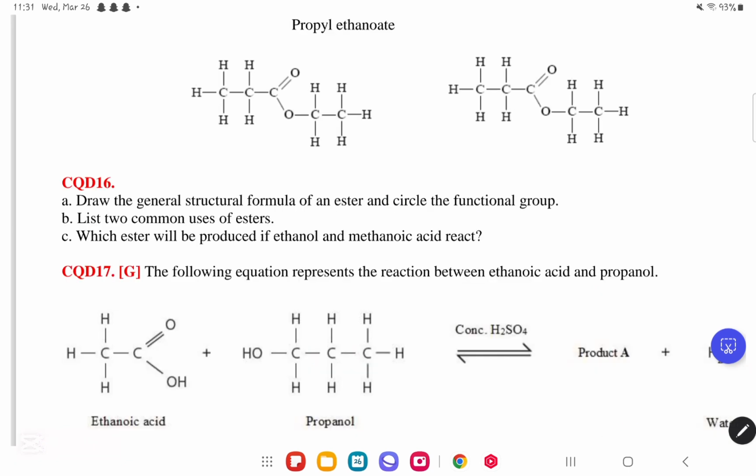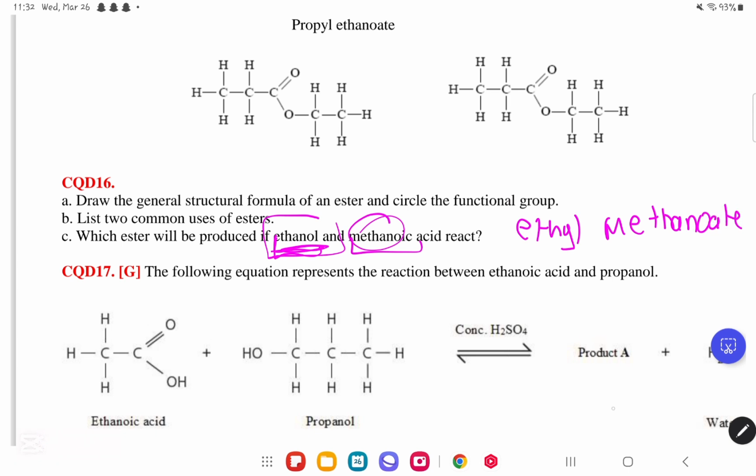Again, if ethanol will react with methanoic acid, it will produce an ester. To name this ester, we are going to take the name of the alcohol first. How many carbons are there in the alcohol? We have 2 carbons, so eth, and then after it we will put yl. And then how many carbons do we have in the acid? We have 1 carbon, so it's going to be meth, and then we will add anoate. So, ethyl methanoate, this is the name of the ester.